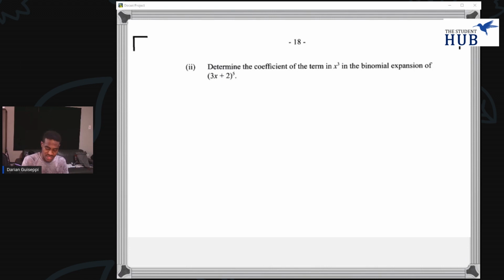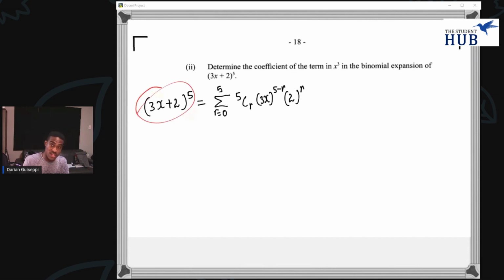So what I'm going to use is the condensed formula. We could represent this binomial, (3x + 2) to the power of 5, in terms of this condensed formula. And to get the coefficient of x cubed, what we could do is rearrange the powers right here, in such a way that we have the powers of x only. So you get all the x together and add their powers.